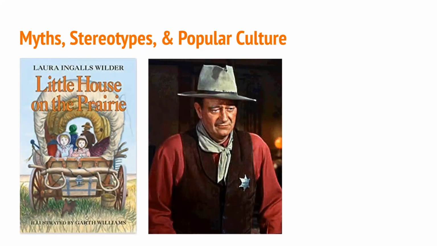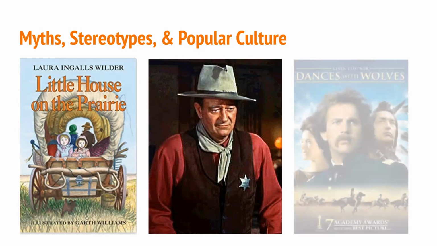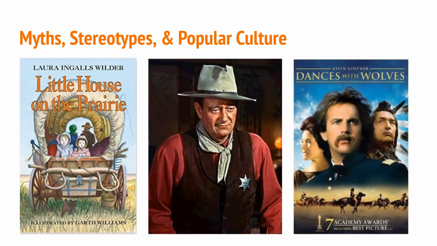So we have the sheriff, the lone cowboy, we have the family in the covered wagon, a real domestic ideal in the Laura Ingalls Wilder books. We have Hollywood film that deals with that intercultural conflict. And all of these are examples of pieces of popular culture that both express and also reinforce a lot of stereotypes that have arisen around these concepts of pioneering and the frontier.